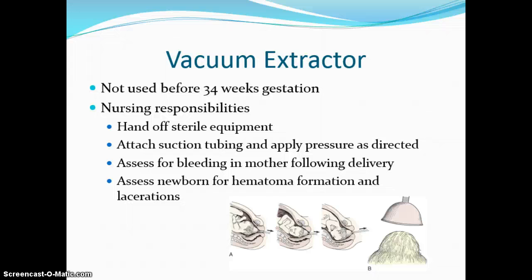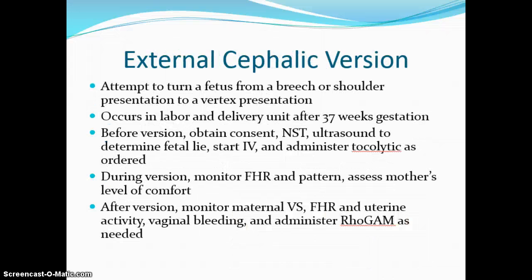Prerequisites for a vacuum extractor is complete dilatation. She obviously has to have a ruptured membrane. We want that fetus to have a nice engaged head, a vertex presentation. We do not, however, want to use forceps or vacuum extractors if we suspect cephalopelvic disproportion, and that's just meaning that the baby is too large to come out of the outlet.